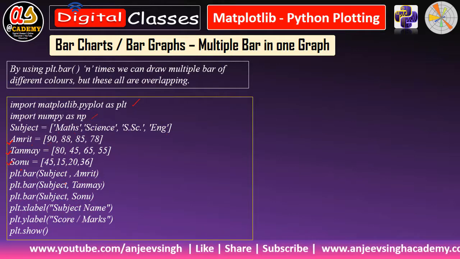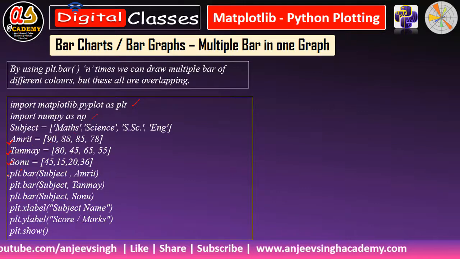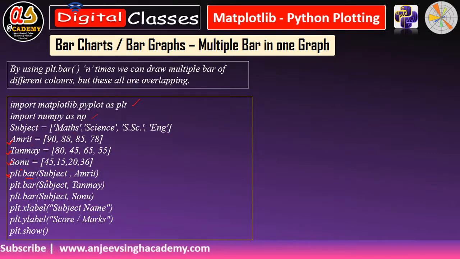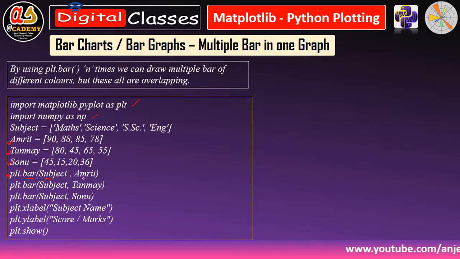And now what I'm doing, I'm first calling this one bar method here. Look at this, this is my x-axis and this is my y-axis. Second, I'm calling the bar method again here. I told you, n times you can call it.